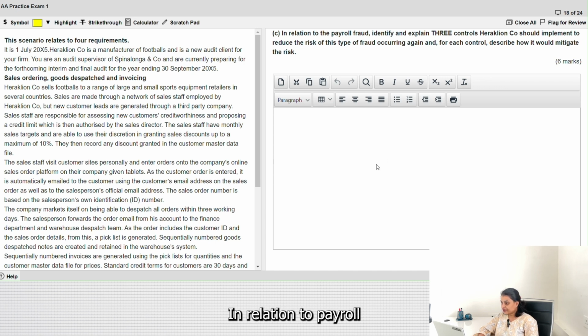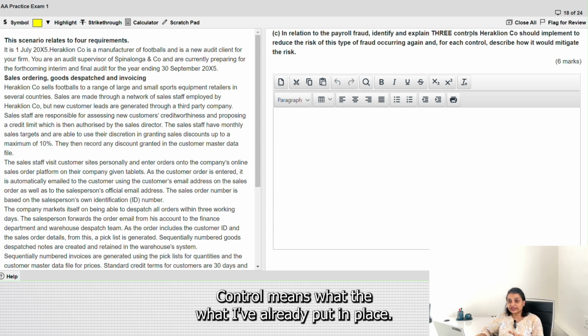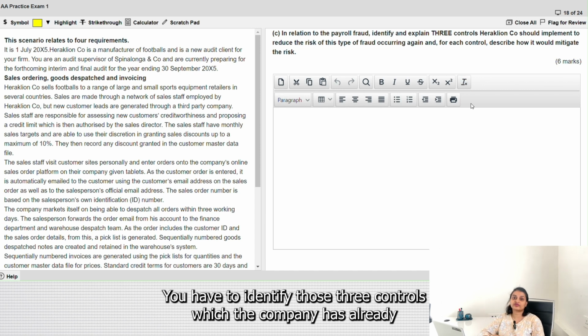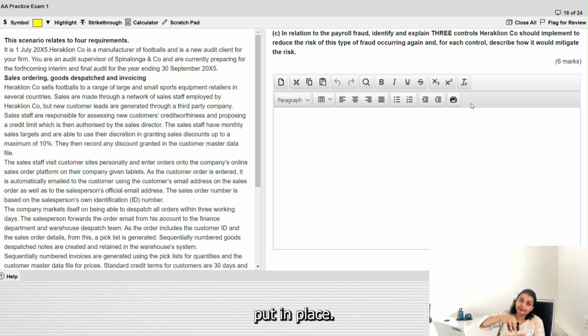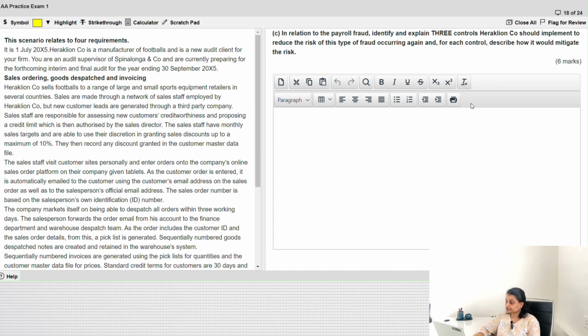In relation to payroll fraud, identify and explain 3 controls. See, now here they are talking about controls, they are not talking about control deficiency. Control deficiency means loopholes or gaps. Control means what they would have already put in place. You have to identify those 3 controls which the company has already put in place. Okay, so please read the question really well.